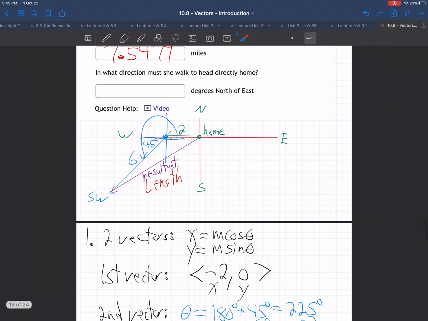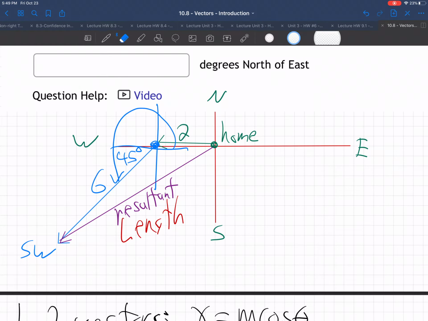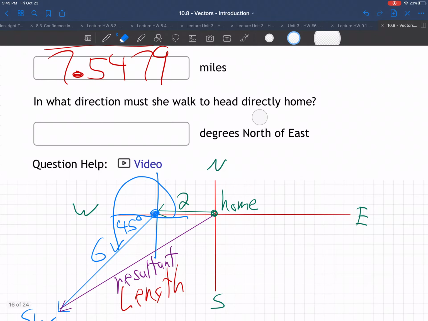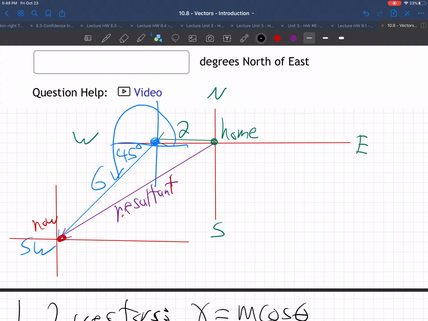Now the final question is, what direction does she need to head in to go home? In what direction must she walk to head directly home? Well, that's a good question. How does she head directly home? Well, here's where she's at now. And I'm going to make another little axis system there. And to head directly home, I've got to find this angle right there, don't I? I got to find that angle.